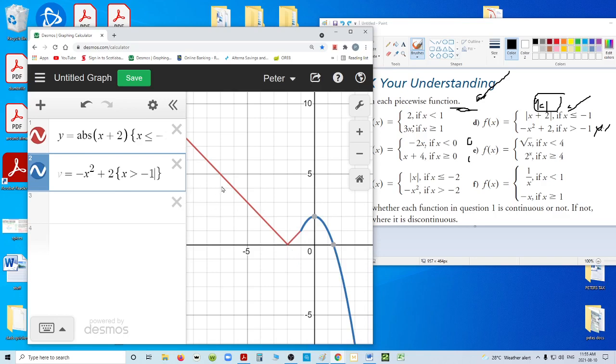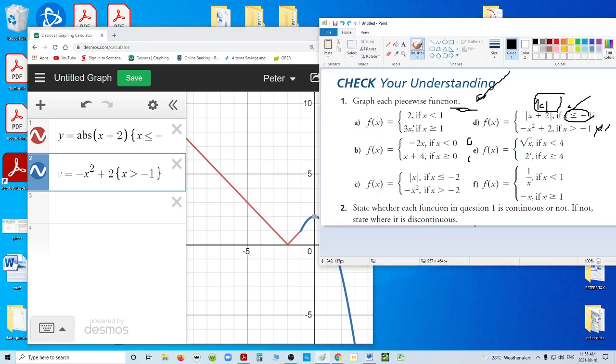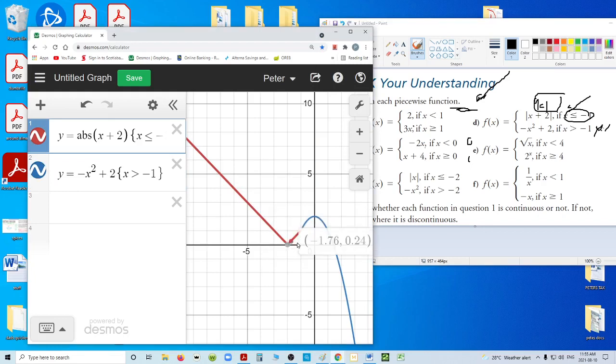So you can see that the top one includes -1. So if I follow the red line, I'm going to see a dot there. But if I follow the blue line at -1, it's going to be undefined, which means it's a function and it's connected. It's continuous.